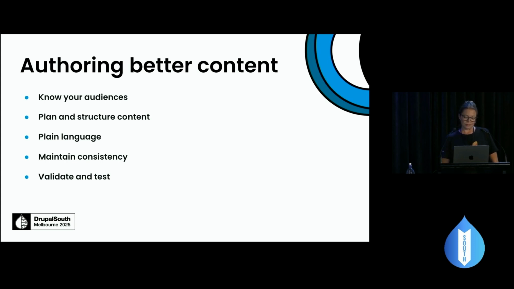Validate and test your readability. So once the content is drafted, assess its readability using tools, such as some of the ones I've mentioned today. Aim for a Year 7 reading level, but ensure that the content still remains readable. And if possible, test content with users from diverse backgrounds, varying digital and literacy levels and abilities.